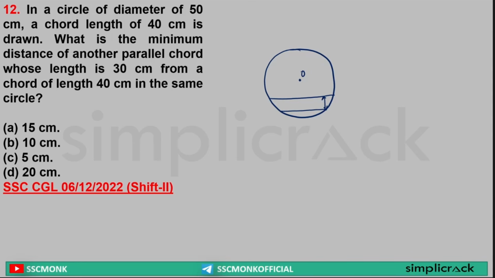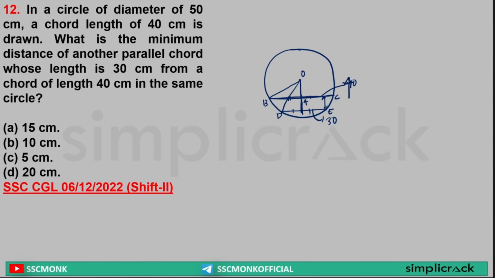Got it? From the very beginning we are building conceptual clarity. Okay, now this is 40 centimeter, this is 30 centimeter. Now understand this, when we draw a perpendicular from the center to the chord, it divides the chord into two equal parts. Clear? Yes sir. Now if I join this line and this point, this will be my radius, yes or no? Yes. Same case here. Got it? Yes. Now let's say this point is A, this point is B, this point is C, this point is D.